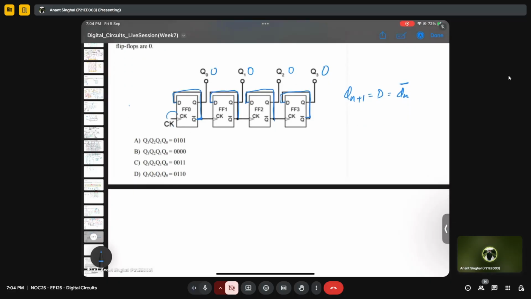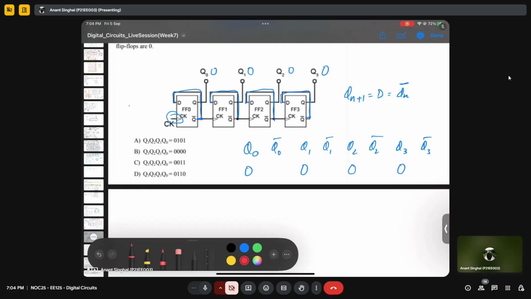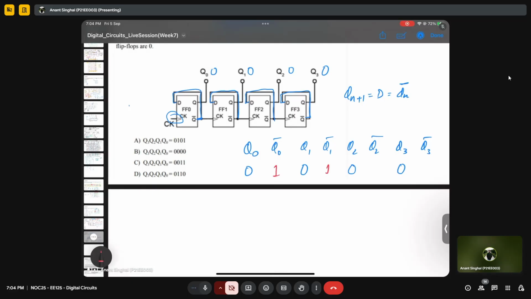So this is a positive edge triggered flip flop. So let's try it out. I mean, let's make that table again. Since this is an asynchronous one, we need to write everything. So I'll write Q naught bar, Q1, Q1 bar, Q2, Q2 bar, Q3, Q3 bar. Okay, so let's say all the initial states are 0. The question says, so maybe the Q naught will be the complement. So this is kind of the initial state.